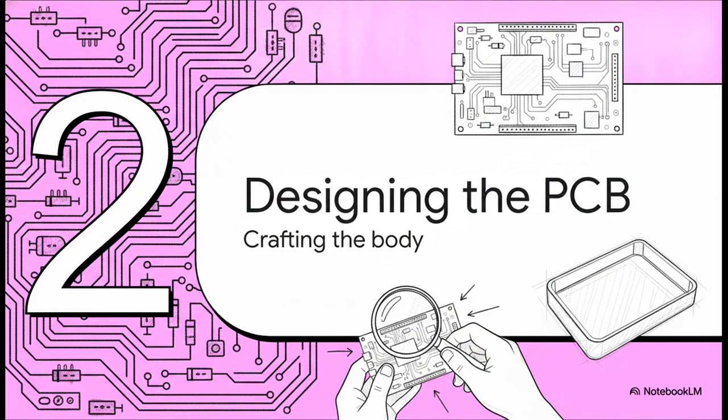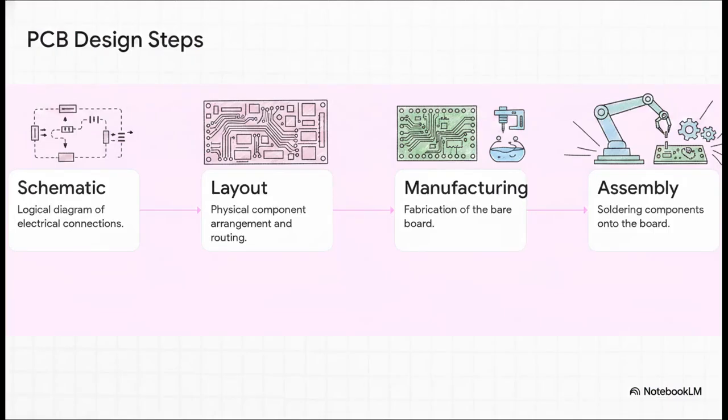Moving right along to section 2, designing the circuit board. This is all about crafting the physical body. So the journey of PCB design is this really precise chronological jump from an abstract idea into physical reality. It always kicks off with step 1, the schematic. Think of this as a purely logical diagram. It shows how components connect electrically without worrying at all about where they're going to physically sit.